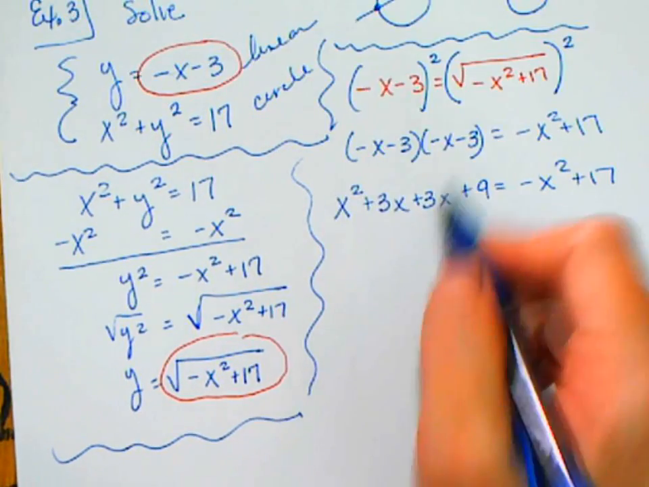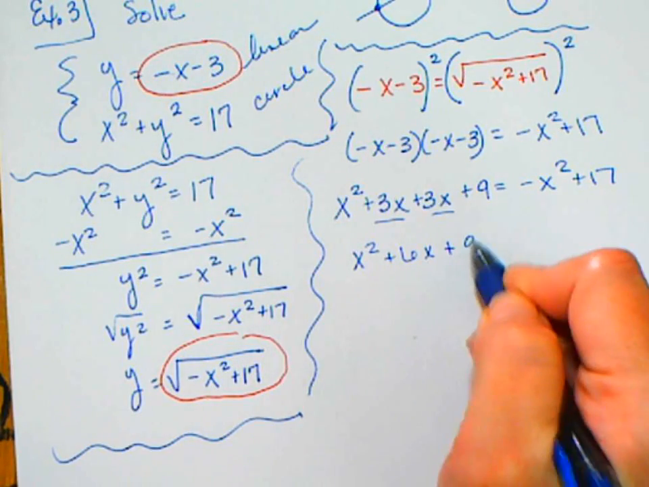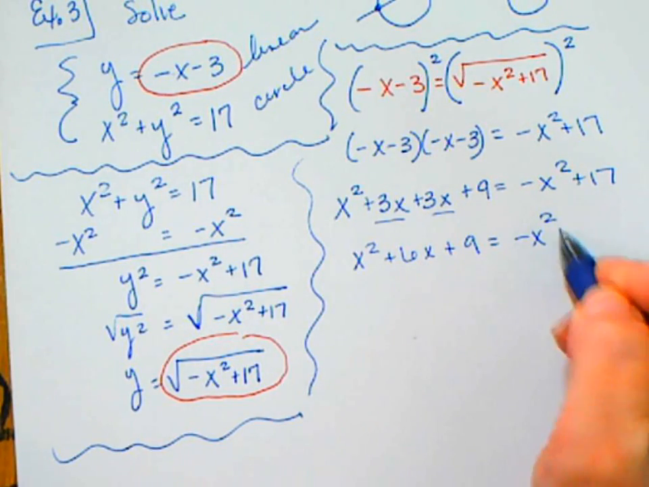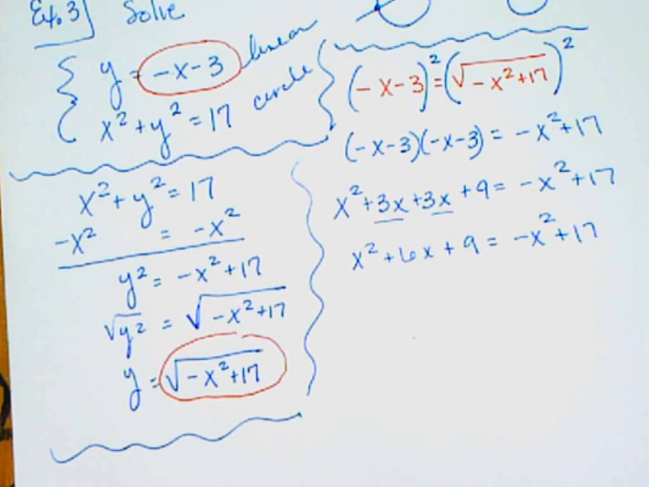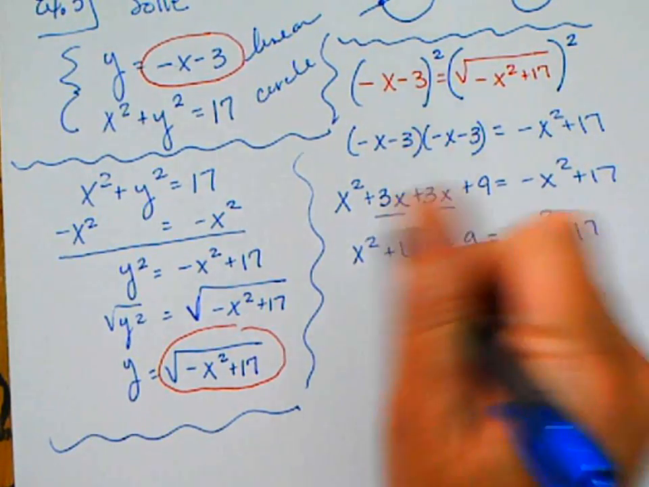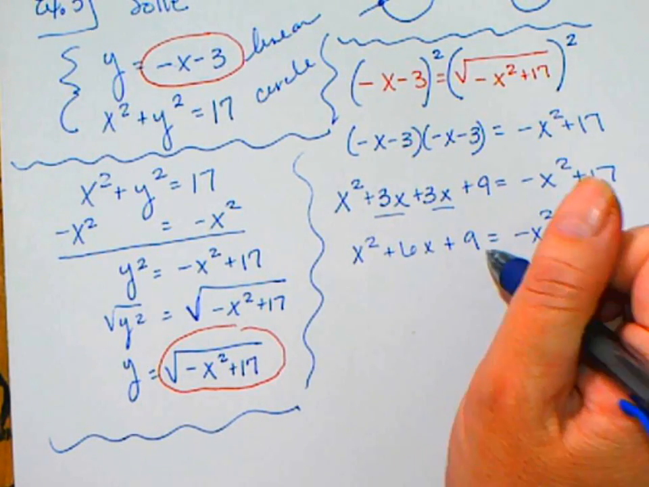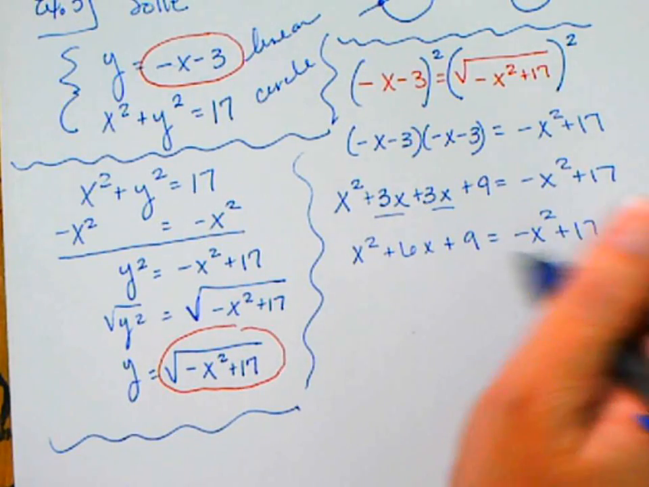Okay, on the left side I can combine like terms and have x squared plus 6x plus 9 equals negative x squared plus 17. I can see I've got quadratic and linear and constant terms. So I can't just solve for x. I'm going to need to get everything on one side or the other and set it equal to 0. Can you use the quadratic formula? Not here. I can once I get it set equal to 0. But I can't use the quadratic formula or factoring or anything until it's set equal to 0.